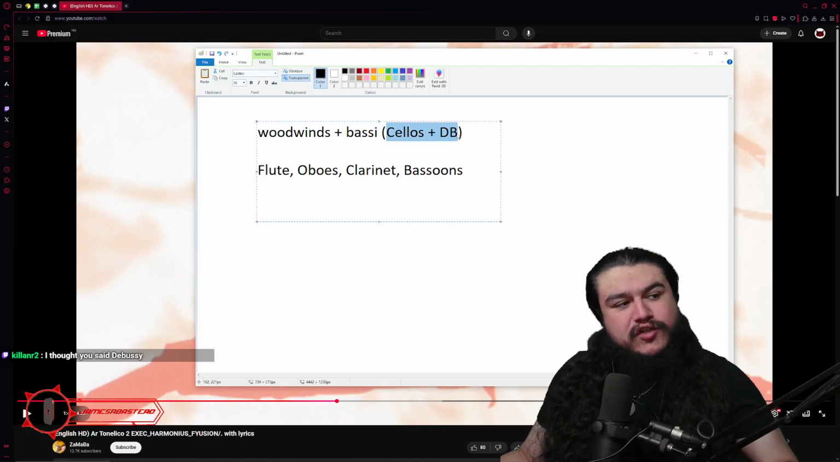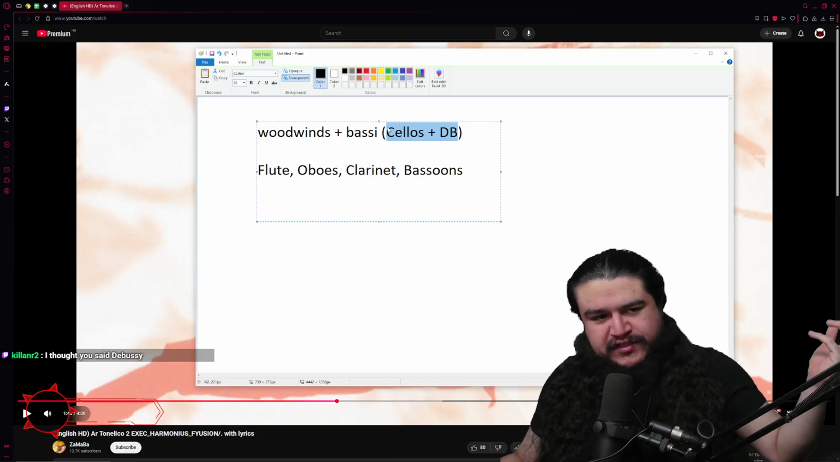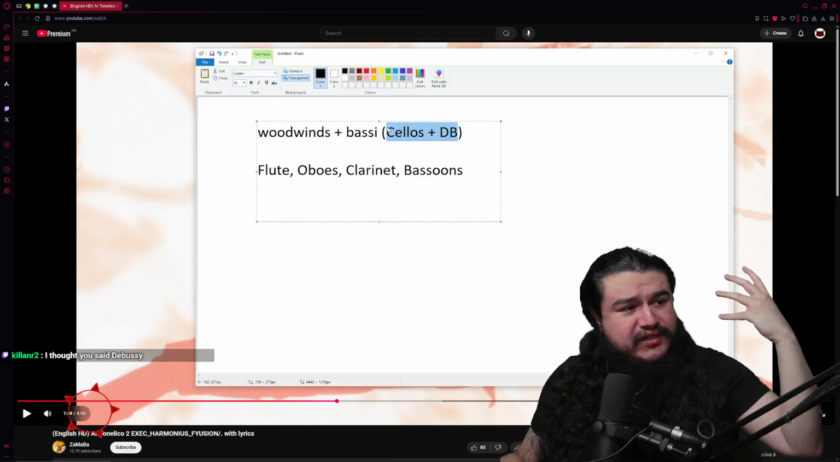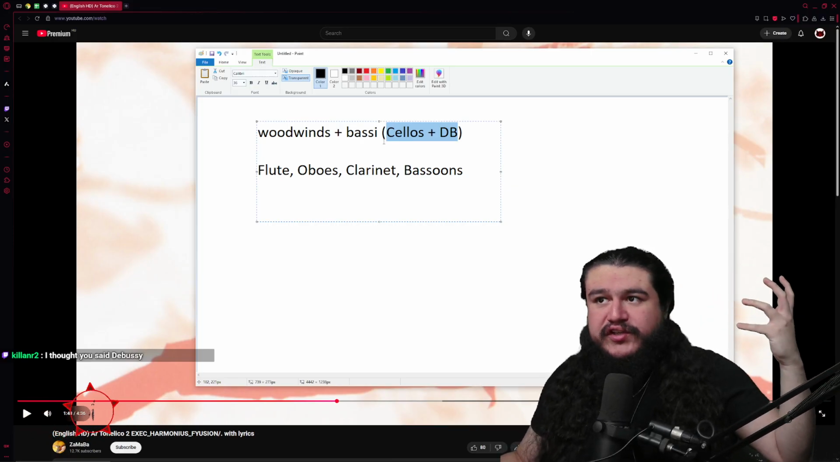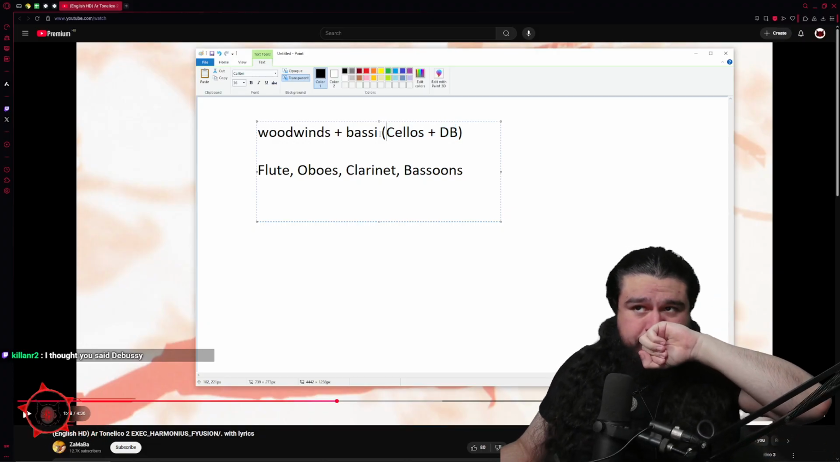The cellos and the double basses. They used to be a single section, and they used to just play everything. Just that the double basses sound lower because they are like twice the size of a cello. Nowadays, they can be separate sections.